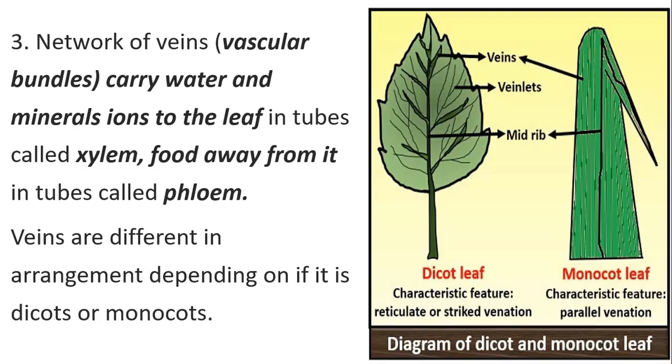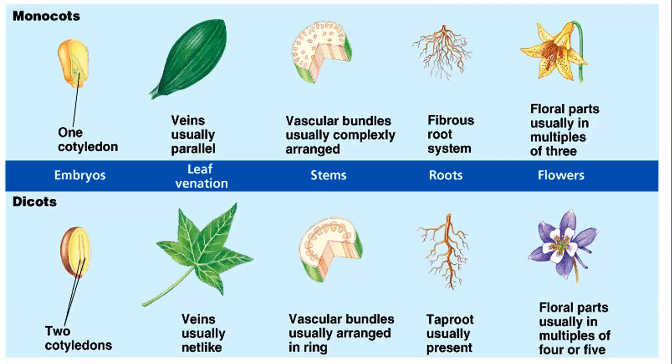Veins are different in arrangement depending on if this plant is a dicot or a monocot. Let's see the difference between monocots and dicots. Here you see this is a monocot plant, while here this is a dicot plant. Dicot plants like beans have two seed leaves, while monocots have only one. The veins in the leaves of this plant usually are parallel to each other, as you can see here, while here the veins are net-like.